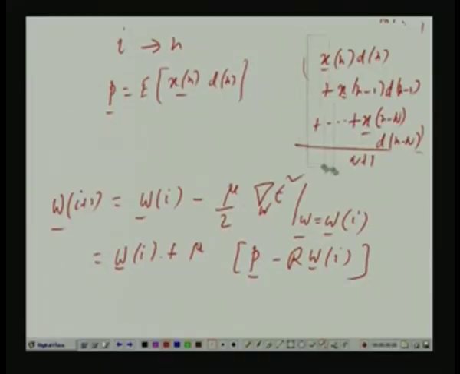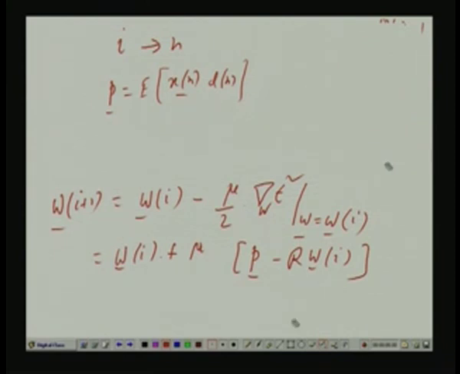That is, instead of so many terms, I have only, that is P I approximate as simply x n d n. I agree the estimate will be not a good one, and therefore, there will be many errors, but we will see that errors will not affect the convergence much, that we will see.